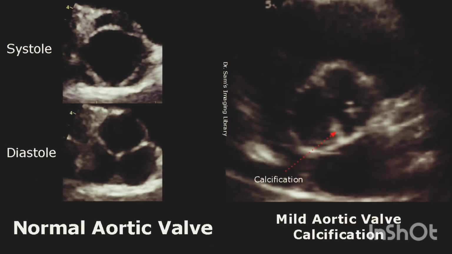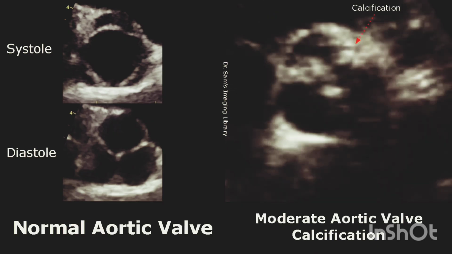These are cross-sectional images of the aortic valve during systole and diastole. And over here we have mild aortic valve calcification. You can see a small hyperechoic region on the aortic valve. This is due to calcification. This image shows moderate aortic valve calcifications. You can see a greater extent of hyperechoic areas on the aortic valve.